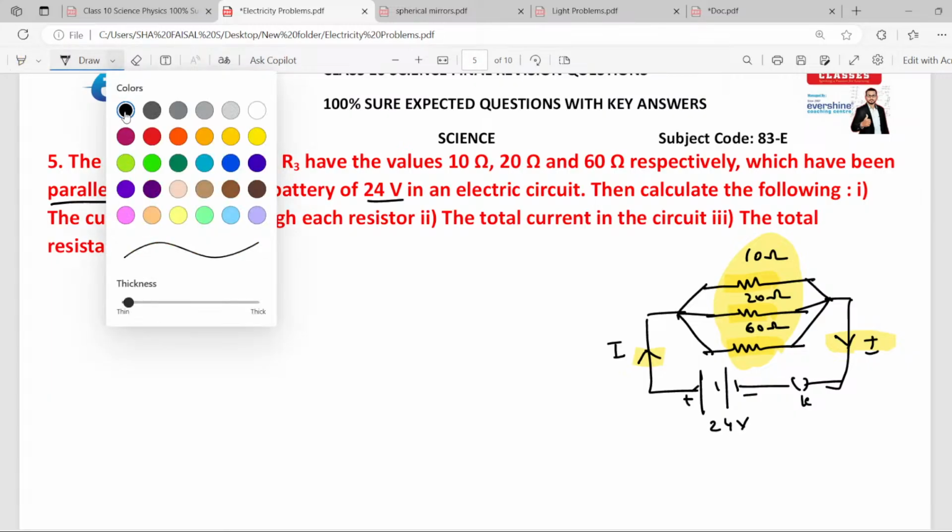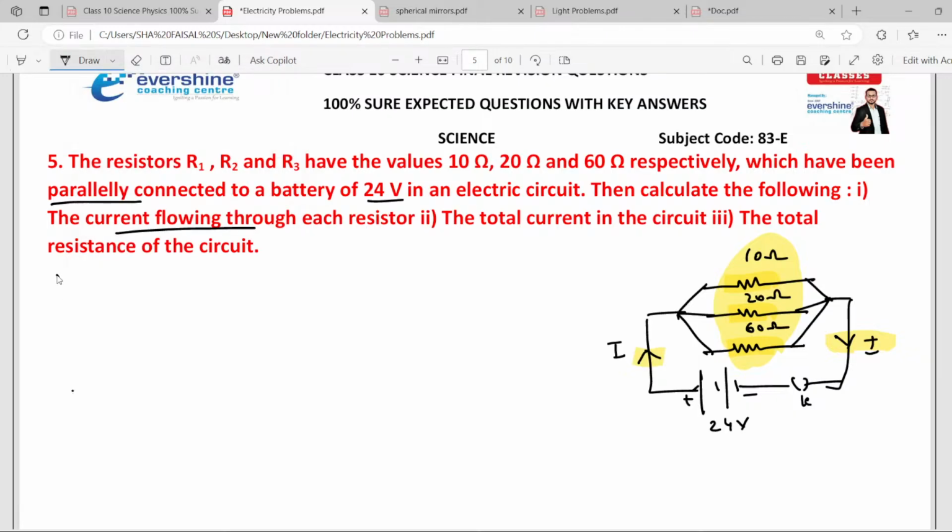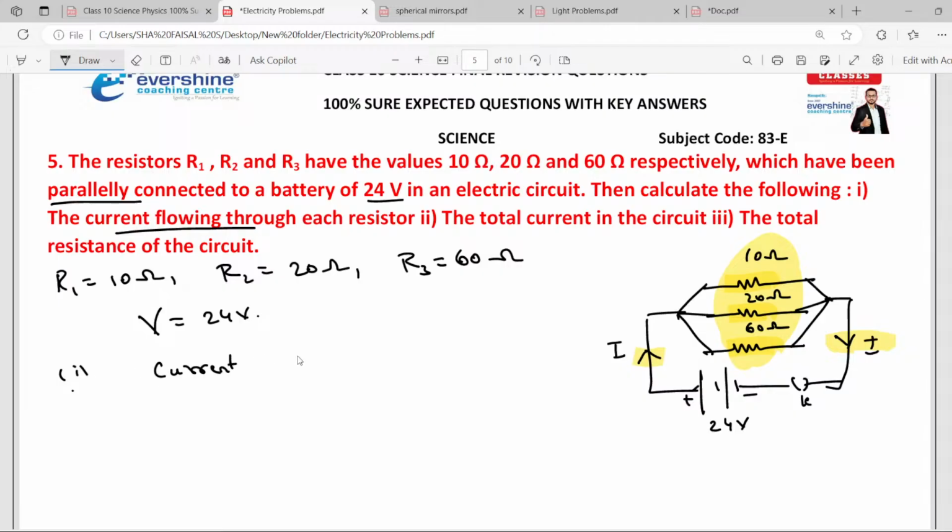Simple. So first, let me see. R1 is 10 ohm, R2 is 20 ohm, R3 is 60 ohm. So we have three resistors, 10 ohm, 20 ohm and 60 ohm, and the total potential difference is 24 volt. Now first case, what we have to calculate? Current through each resistor we want to calculate.